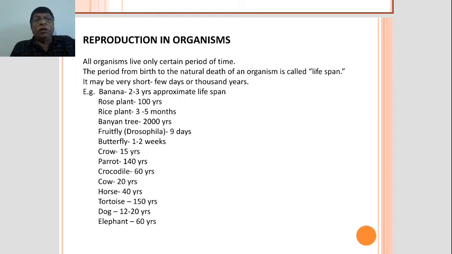Start new chapter, reproduction in organisms. So this is the first chapter.